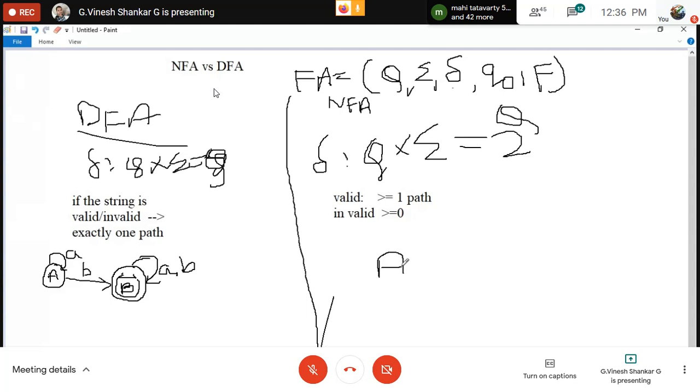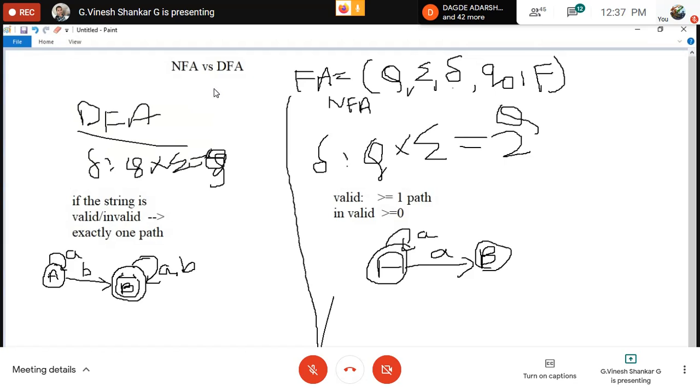I can draw the same thing here. It's not the same thing, I can say, but we can draw like this. See. A to A here and A to A here also. See this. This is called NFA. Why sir, how is it NFA? Yes, it is an NFA, I can say.